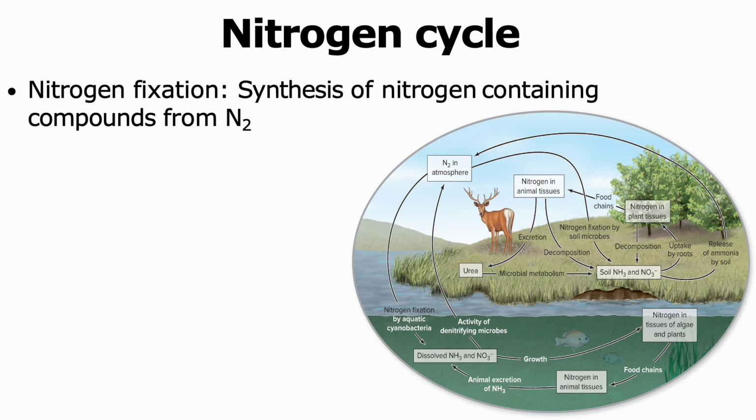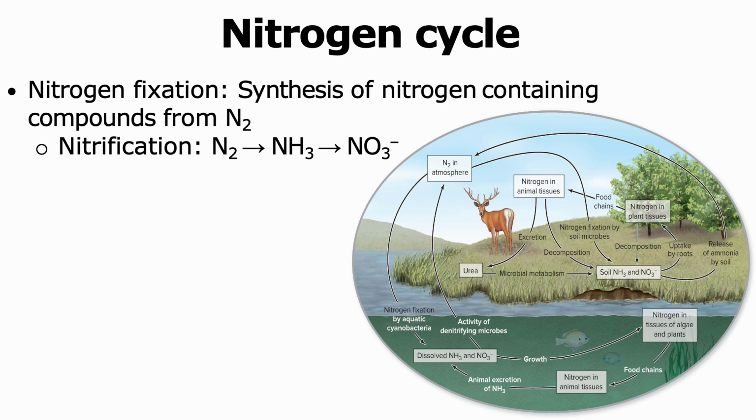Thus, the nitrogen has to be fixed. The process of nitrogen fixation is the synthesis of nitrogen-containing compounds from gaseous nitrogen. The process of fixing nitrogen is called nitrification. It usually involves the conversion of nitrogen to ammonia, and the ammonia can then be converted to nitrates.